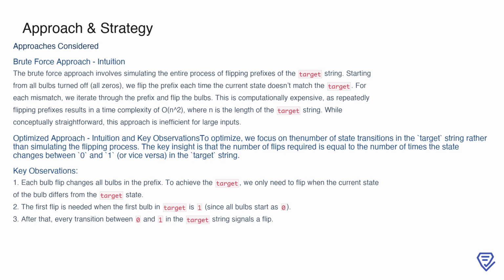operations. Instead, we can optimize this process by focusing on the number of state transitions in the target string. The key observation here is that every time the state changes between 0 and 1, or vice versa, a flip is required to align the bulbs with the target. This insight allows us to bypass the need for explicitly flipping prefixes, significantly improving the efficiency of our solution.